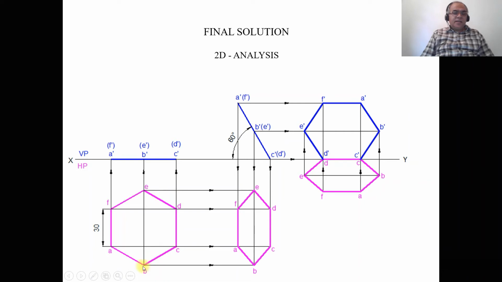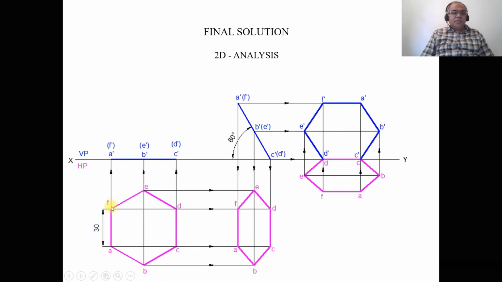Now with B as center, taking the radius of 30, cut an arc on the circumference of the circle at the bottom on the left side, and similarly cut on the circumference of the circle on the right side, and you mark those 2 points as A and C. Similarly with E as center, taking the radius of 30, cut on the left side on the circumference of the circle, similarly on the right side, and you mark those 2 points as D and F, and join A to B, B to C, C to D, D to E, E to F, and F to A with a dark line.